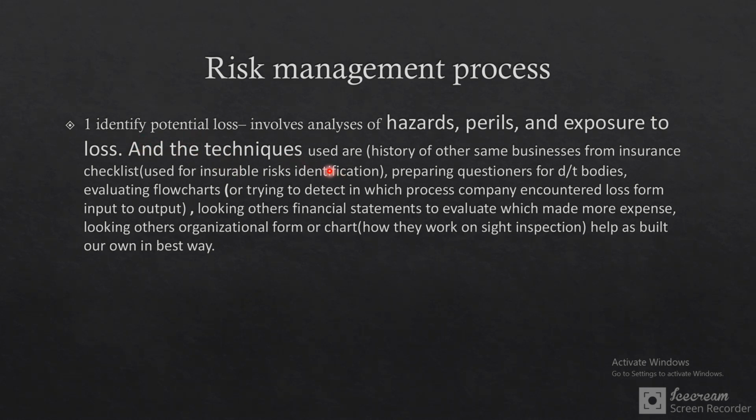These are, for example, we can look at the history of the same business, from the insurance checklist and from different businesses' insurance checklists, by preparing different questionnaires for different bodies, and evaluating different company flowcharts. Flowcharts are diagrams that show the input and output relation of any company. We can also look at others' financial statements to evaluate which area makes more expense. So using these different techniques, you can identify a potential loss.